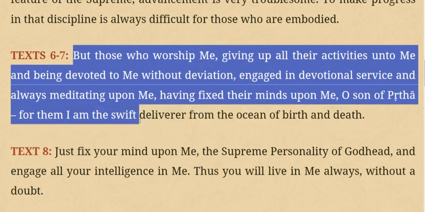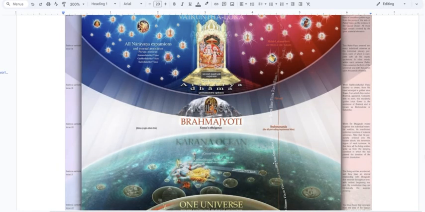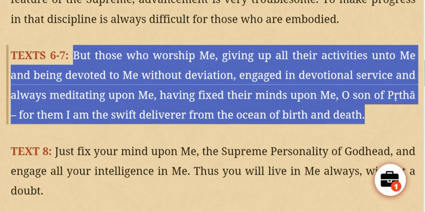O son of Pritha, I am the swift deliverer from the ocean of birth and death. So for devotees, what happens? Swift deliverer of birth and death. So one crosses this Brahmajyoti, goes into the Vaikuntha planets. You understand? Yes, Prabhu, got it. So that's how Bhakti Yoga is a very safe path.